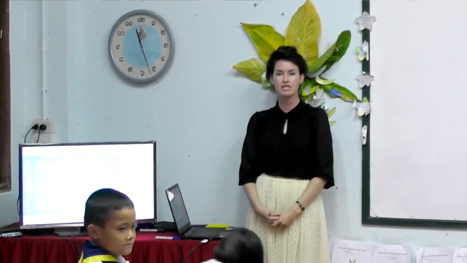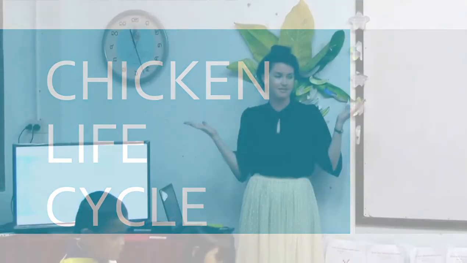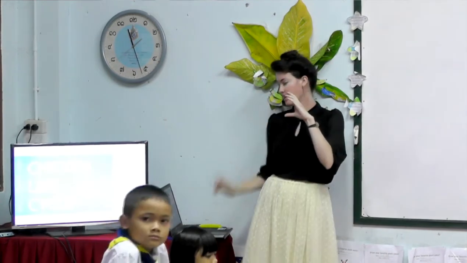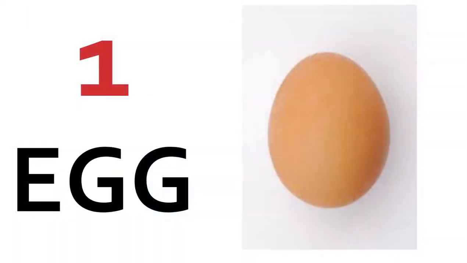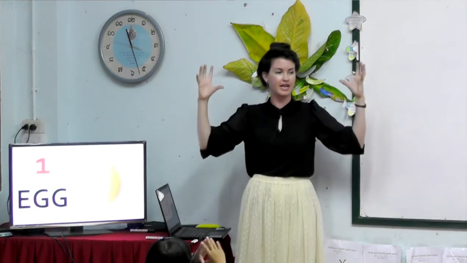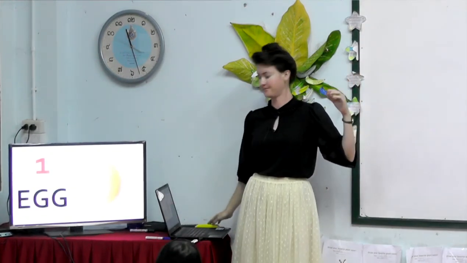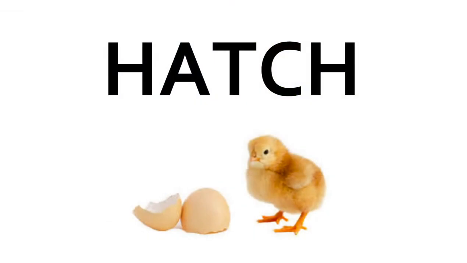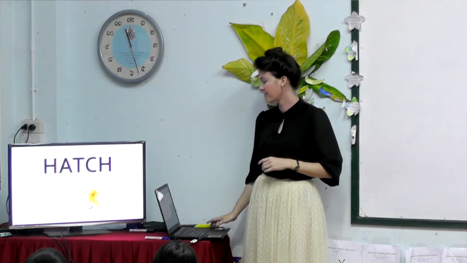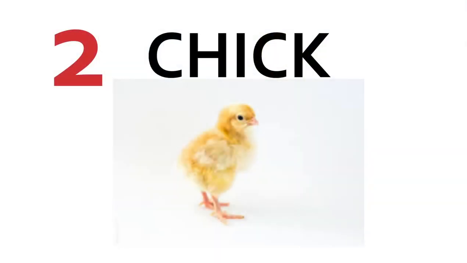Our last animal is a chicken. You're right. So how does a chicken start? Before it's a baby chicken, it's in an egg. Then, do you remember the word? What's the word for when the egg breaks? Hatch. Good job. Then we have a little baby chicken. We call it a chick.